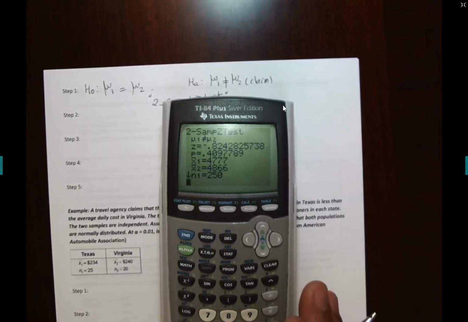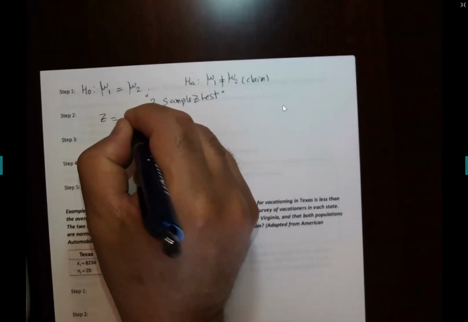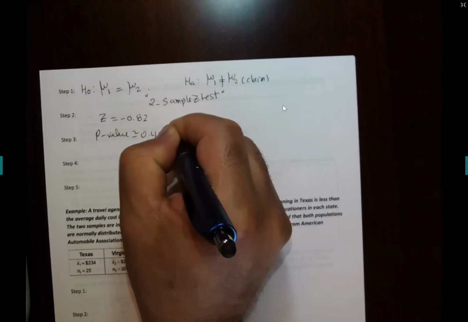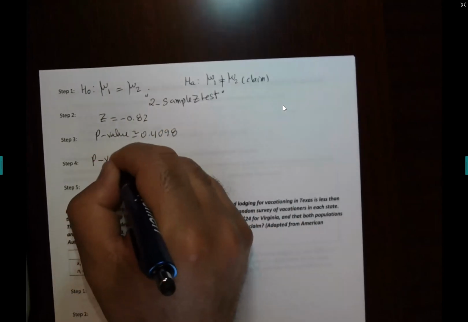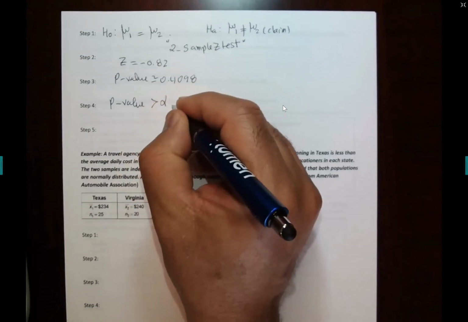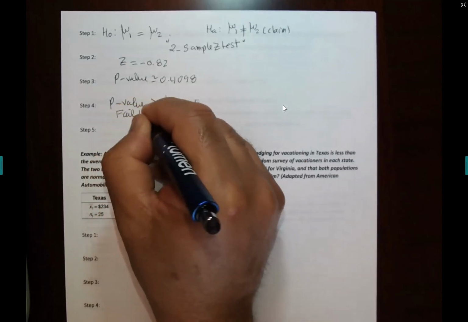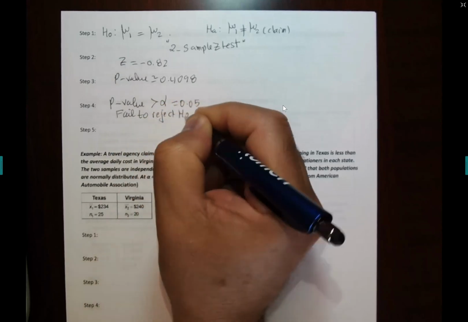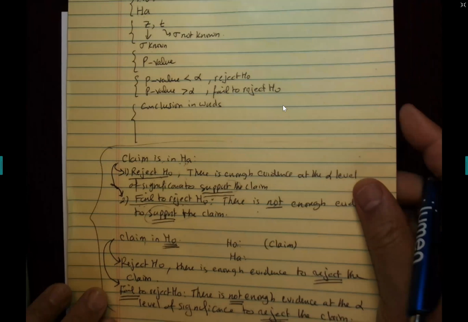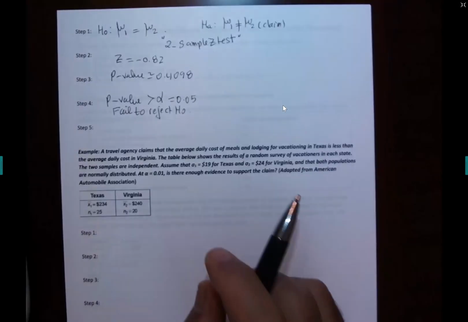There you go. That's Z, and that's the p-value. I'll write them down, and I'm just back to chapter 7. The p-value is 0.4098. Well, guys, this is bigger than alpha. It's bigger than alpha. I don't know what alpha is. 0.05. Fail to reject H0. And let me take you back to my yellow sheet and show you how we're going to write the conclusion. Claim is an HA. Fail to reject H0. There is not enough evidence to support the claim. As simple as that.